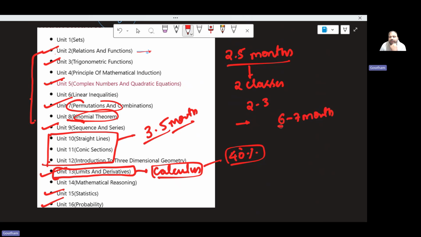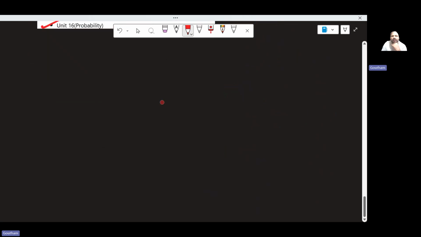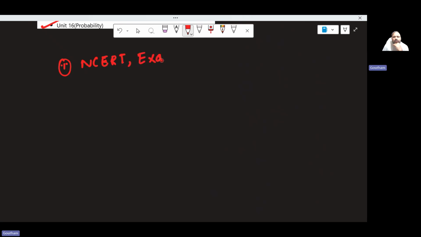Along with this, the books that I'll be covering: first is the basic book, that is NCERT, and a very important book published by CBSE itself, NCERT Exemplar. From NCERT to JEE, the difficulty is approximately 6 to 7 times, but from Exemplar it will be around 2 times. So if you are starting your JEE preparation, keep Exemplar as your basic book so that the transition towards JEE problems will become smooth.